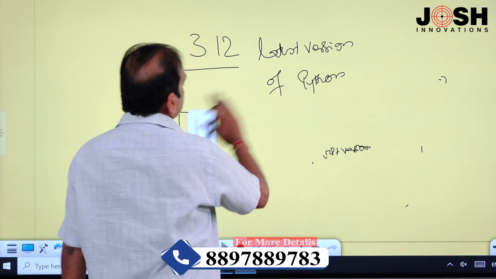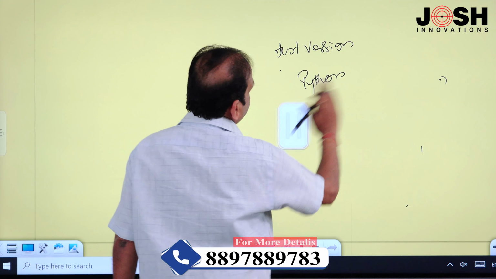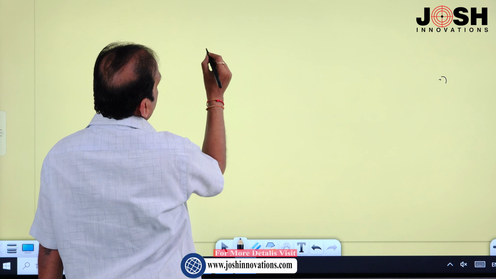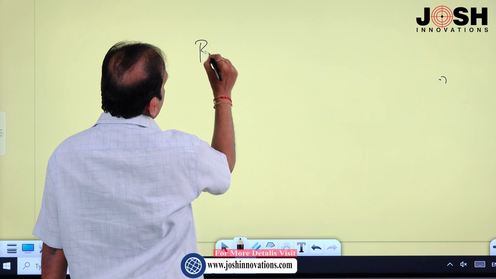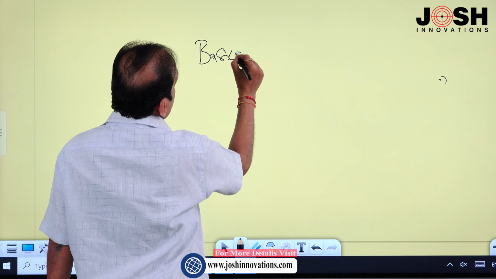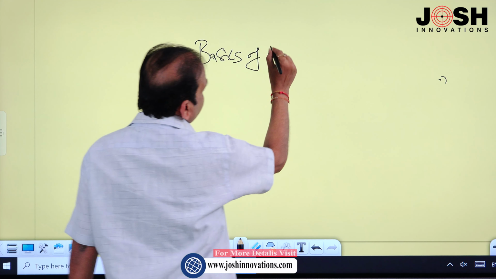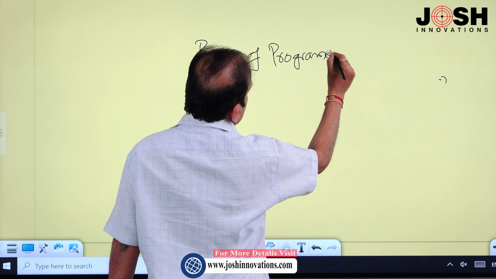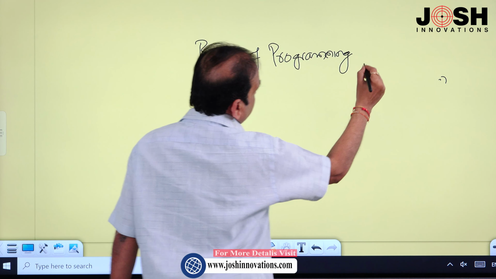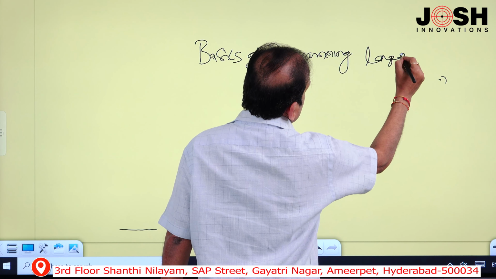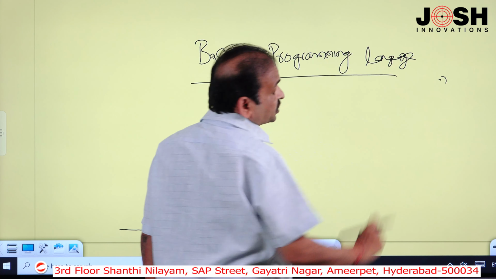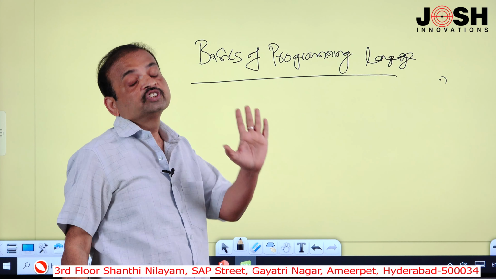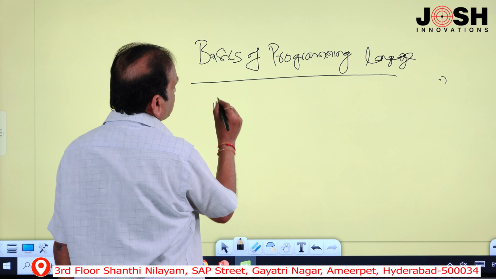Right, this is a simple introduction to Python, and in tomorrow's next session, we will discuss the basics of programming language. A programming language can be C, C++, Java, JavaScript or Python. The basics are the same in all of them. Take any programming language in the world, the concepts are the same. For example, data types.